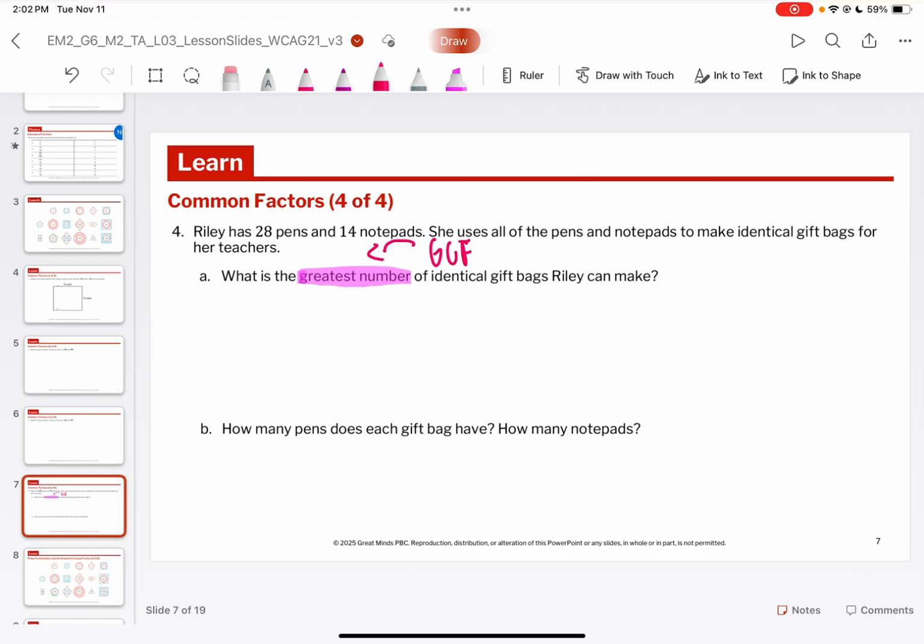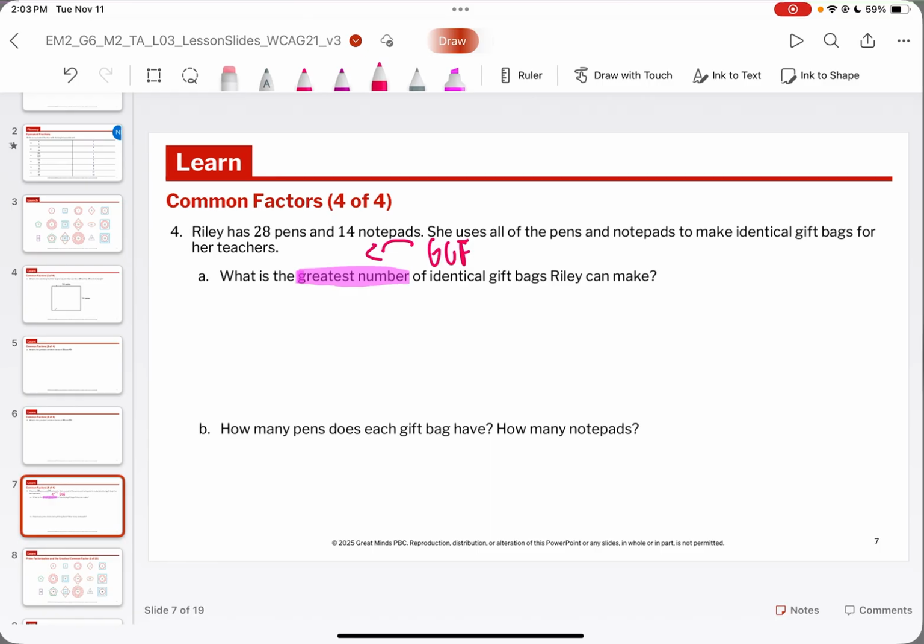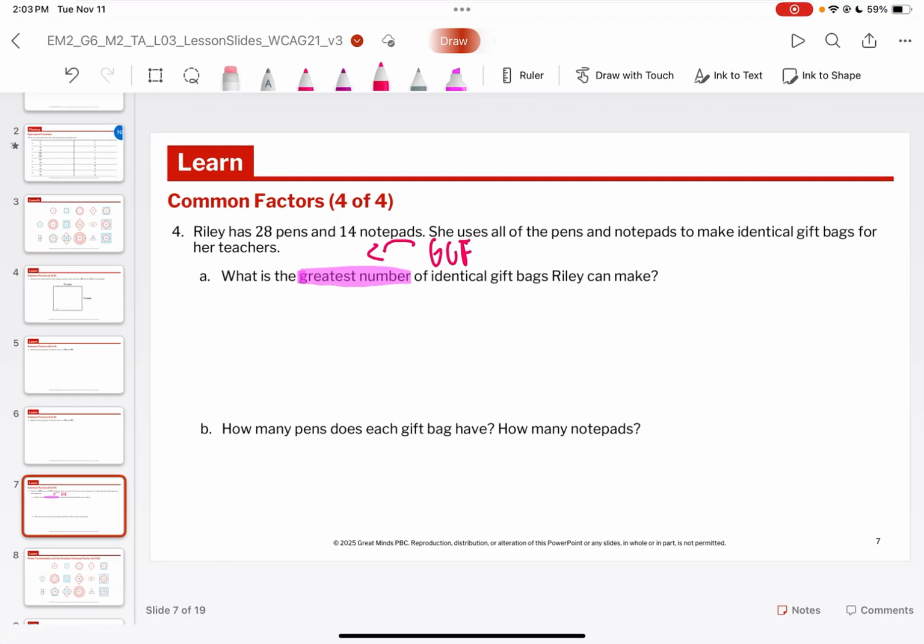That's just a hint. So make sure you highlight the word greatest, circle it, and you put GCF. So you remember when you're finding something that is the greatest, you can split it into greatest common factor. All right.